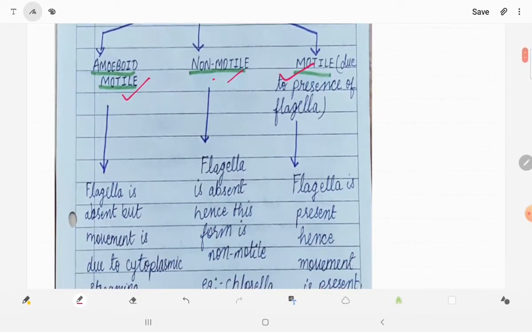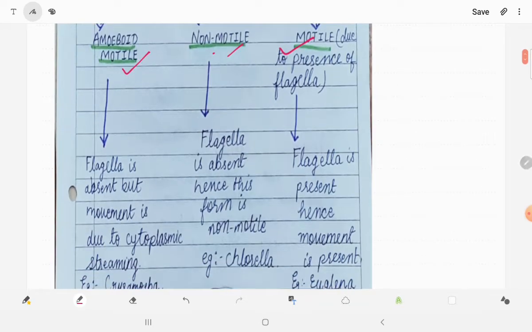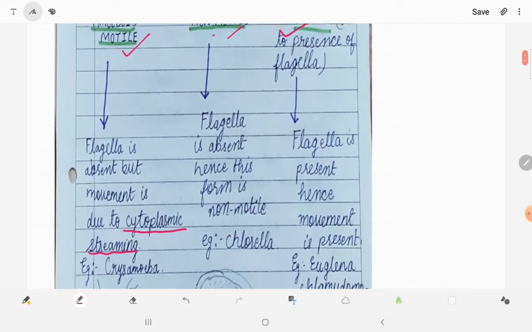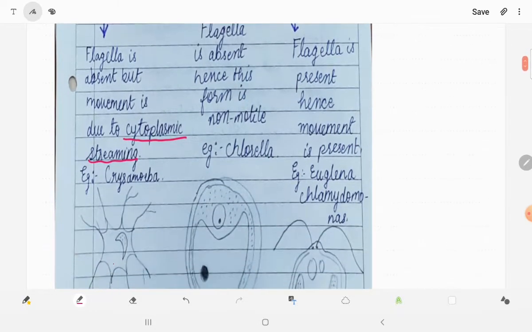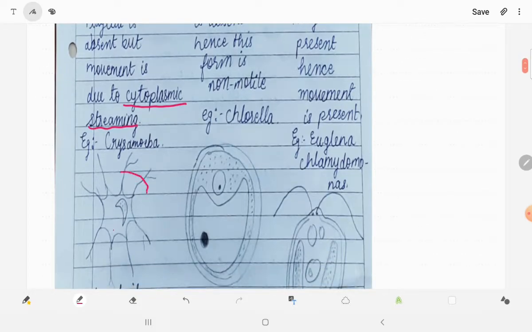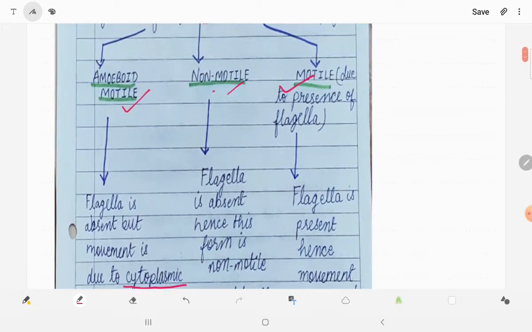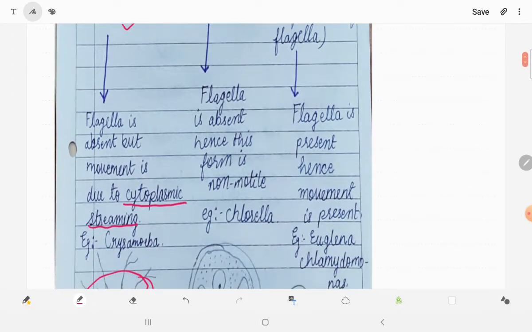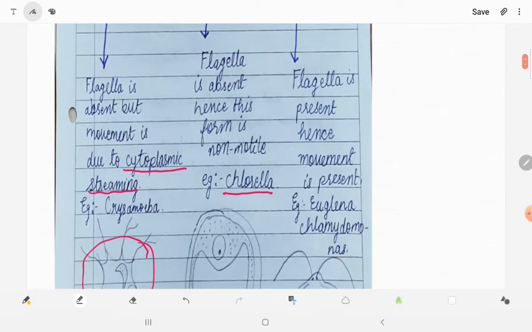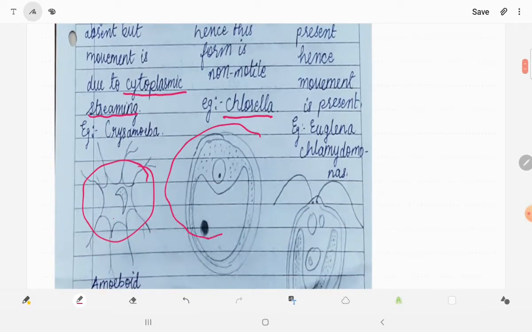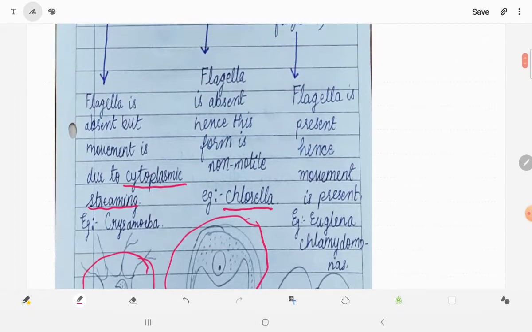In amoeboid motile algae, flagella is absent but movement is present due to cytoplasmic streaming of the cell. Example is Chrysamoeba, and you can see the amoeboid form here. Next is non-motile. Non-motile unicellular algae have flagella absent. Hence this form is non-motile. Example is Chlorella. You can see Chlorella, which is non-motile due to absence of flagella.